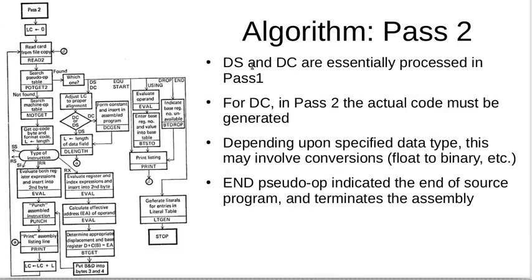Now these two instructions are essentially processed in pass 2, but for DC in pass 2, the actual code must be generated. For the define constant pseudo op, the actual code must be generated in pass 2. Depending upon the specified data type, this may involve some conversions, that is floating point to binary, etc., right? Again, the END pseudo op, we already know, indicates the end of the source program and it terminates the assembly language program.